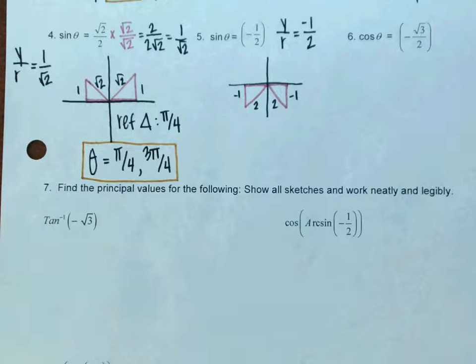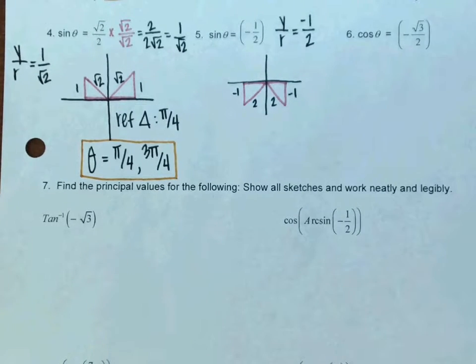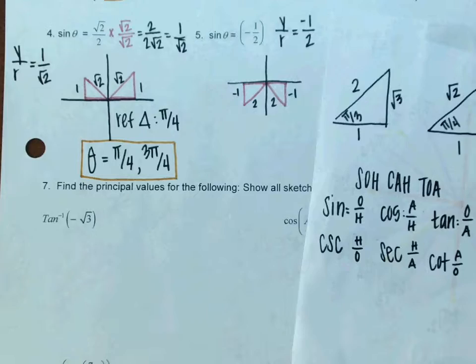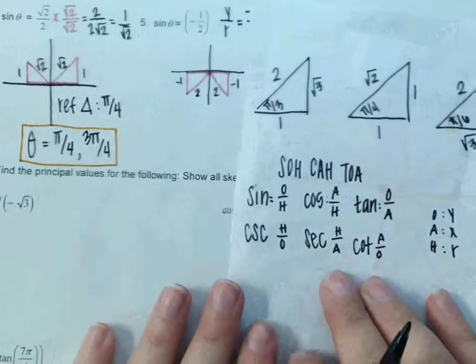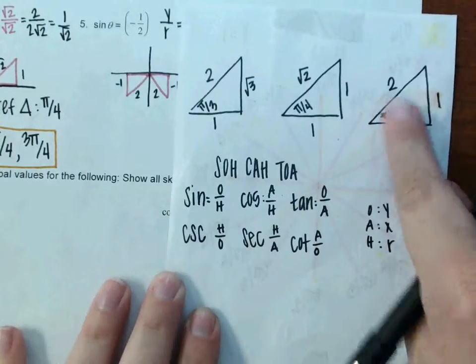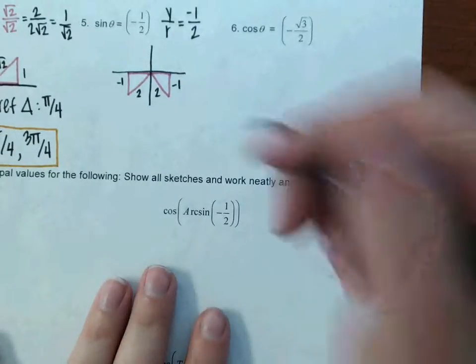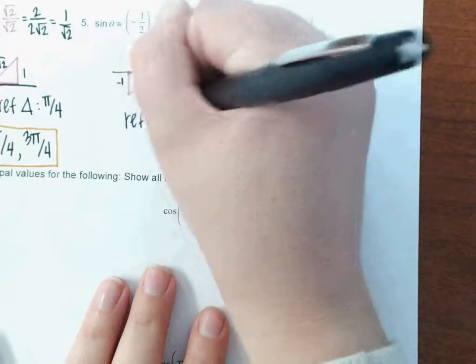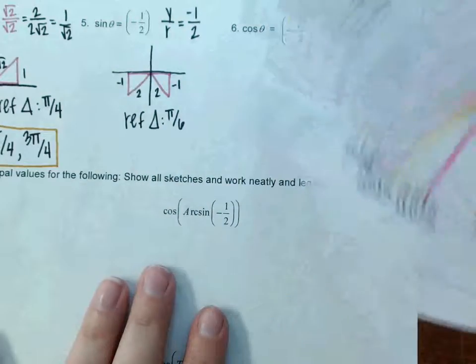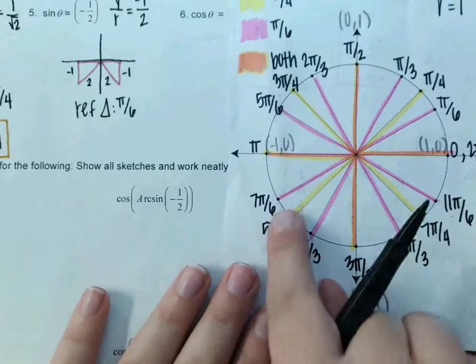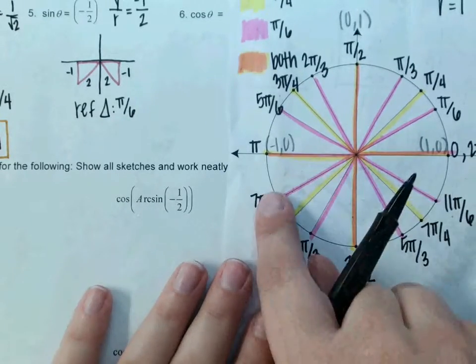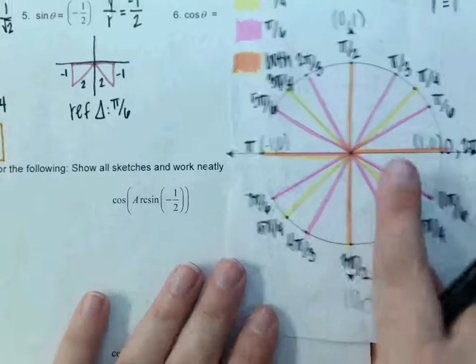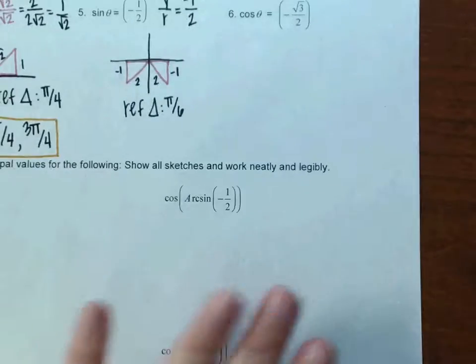So we have a y value of -1 and an r value of 2. So next step, go look for which reference triangle that matches. So a y value of 1, r value of 2 matches the pi/6 reference triangle. You don't have to write what the reference triangle is, it just helps me. Then I go look in my quadrants 3 and 4 and find the ones that have pi/6 in them. So 7 pi/6 and 11 pi/6.